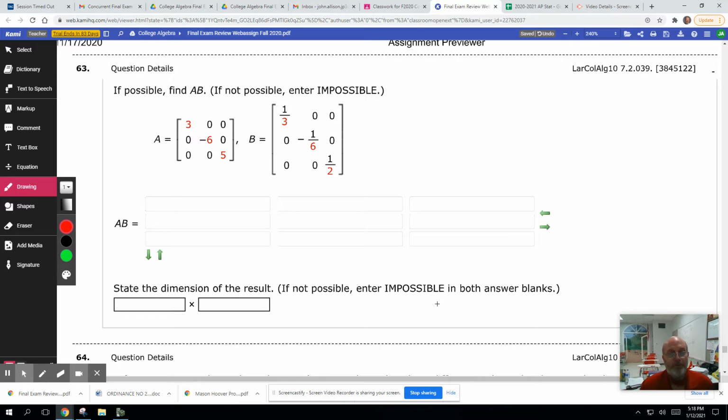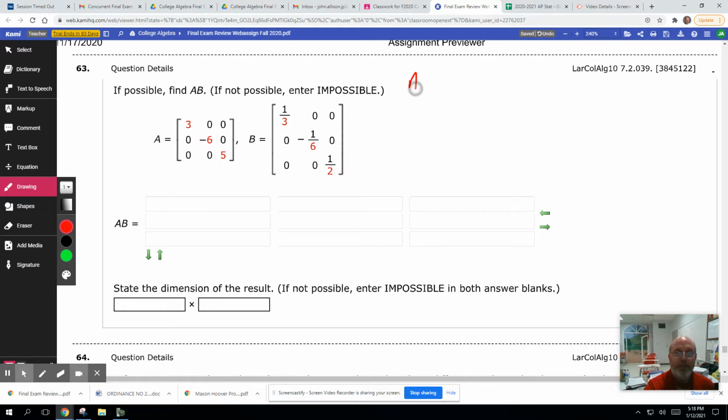63 is another matrix product. These are pretty easy to do. I would say if there's a lot of numbers and you have to multiply two matrices, probably enter them in a calculator so that you don't make simple mistakes. But I will walk you through multiplying this one because it's really easy because of all these zeros.